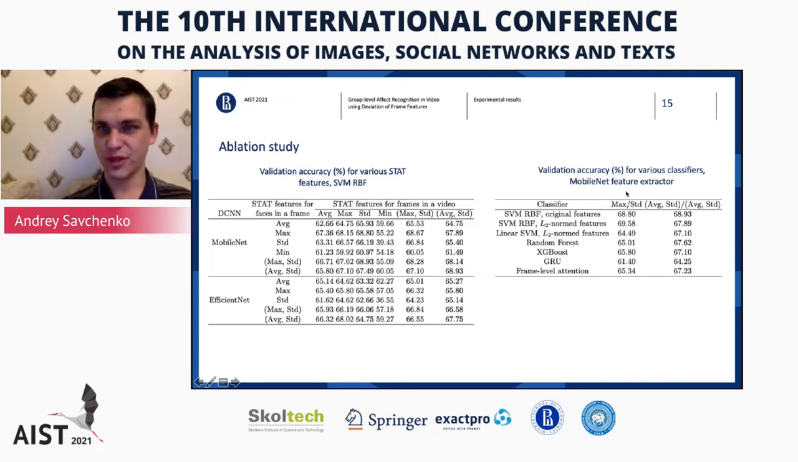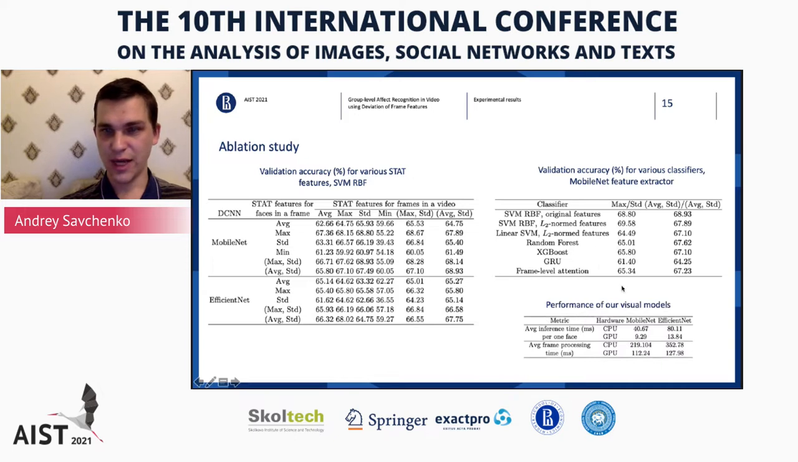So you extract the features using MobileNet, and then you combine them using the maximal statistical function. And after that, you compute the standard deviation of these features and you obtain the same dimensionality of the feature vector and you obtain really good quality.